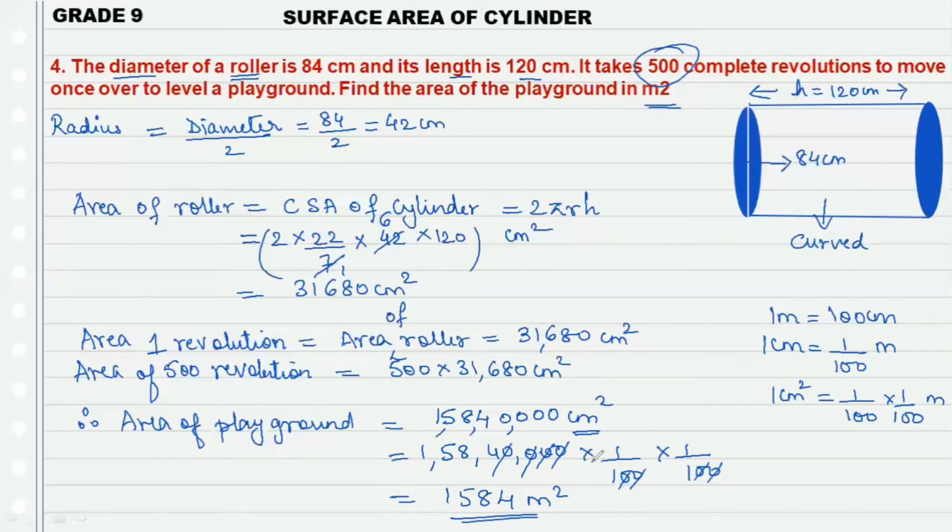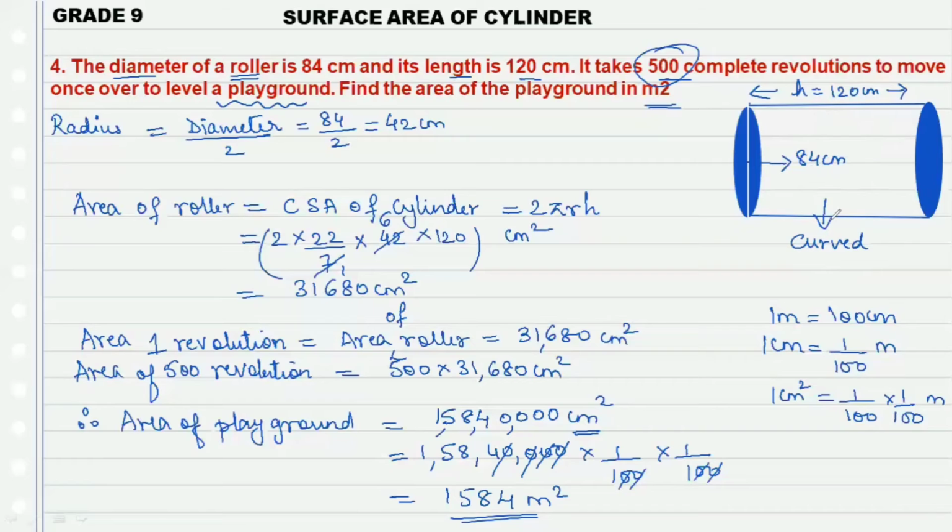I hope students you all are getting this. What we have done simply is, in 500 complete revolutions the whole playground gets leveled, isn't it? So first we found the area of the roller, that is the CSA of the roller, okay? And because only the curved surface comes in contact with the playground, the bases do not, so we found only the curved surface area.